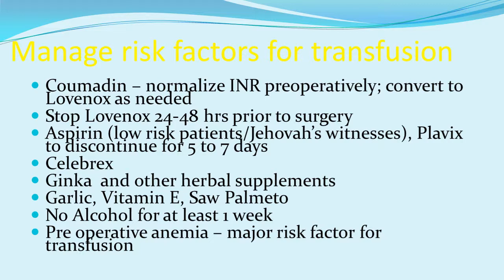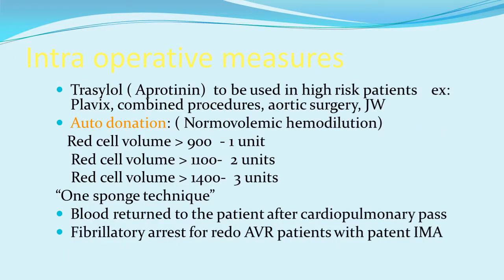A risk factor for transfusion: normalize INR preoperatively, using low-dose vitamin K as needed. Aspirin in low risk patients and Jehovah's Witnesses; Plavix should be discontinued 5 to 7 days before. Also stop garlic, vitamins A and E, and soy, and no alcohol for the last week. Preoperative anemia is a major risk factor for transfusion.